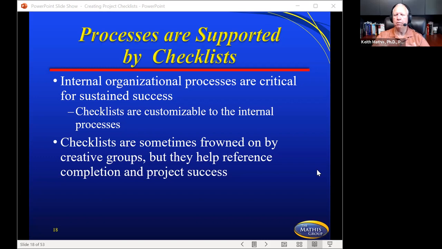So keeping them is going to help you with project success, because most organizations have a tendency to do the projects in a very similar fashion. And so they run that project in a similar way over and over again.